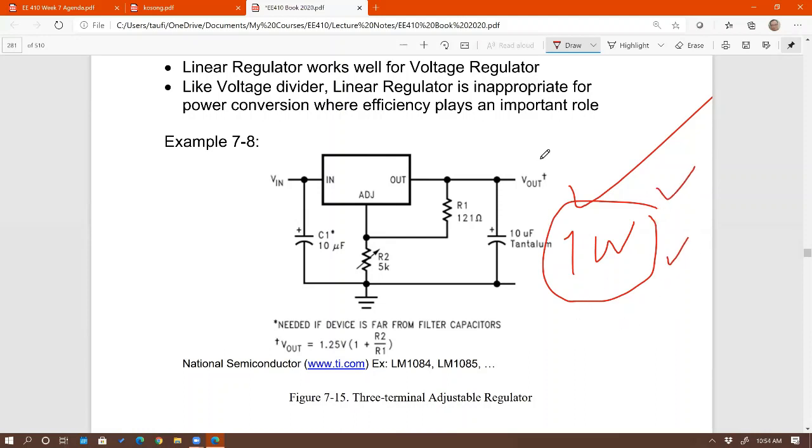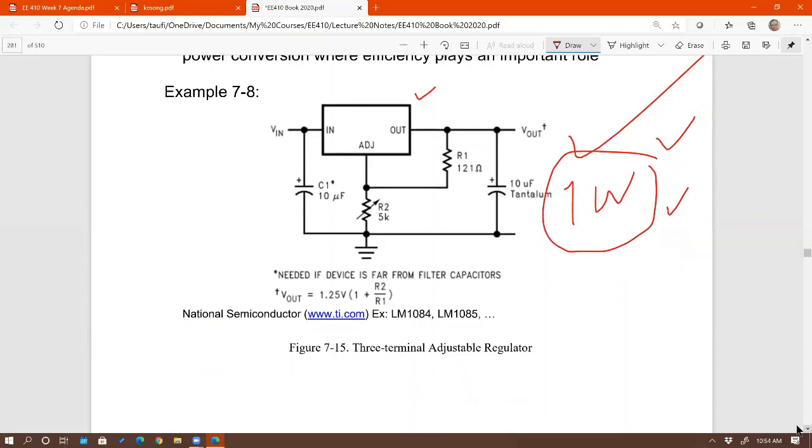Okay. If again the load requires very low noise, so low power and low noise, then yeah, definitely you want to use this linear regulator. Any question on this?